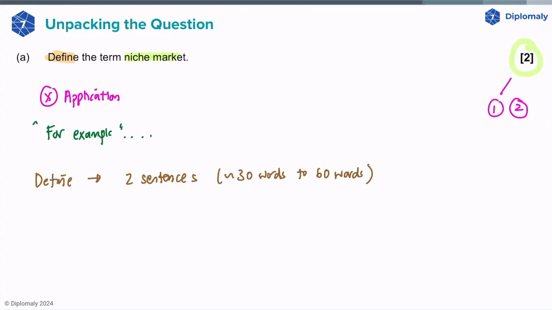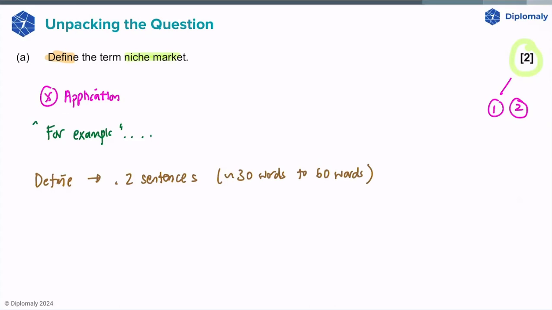It also helps you to manage your time in the exam, because you don't want to overwrite too much for a definition question, which is only going to realistically get you 2 marks. So you want to make sure that you manage your time effectively in the IB exam, given that time is quite a luxury and also very important in an exam situation.